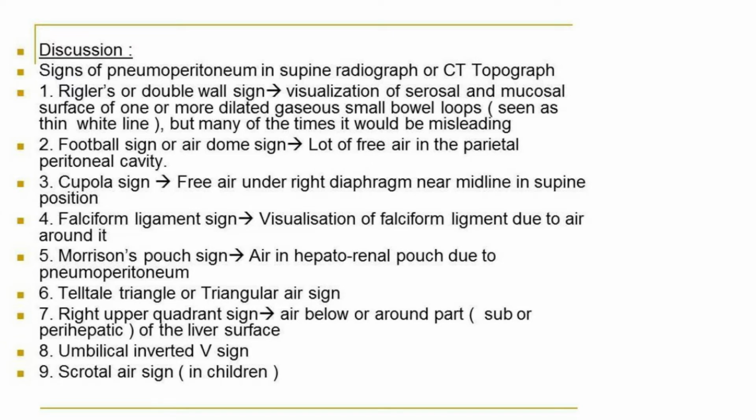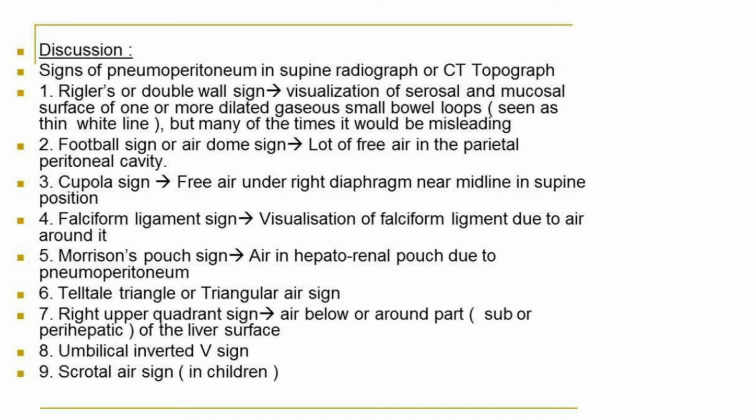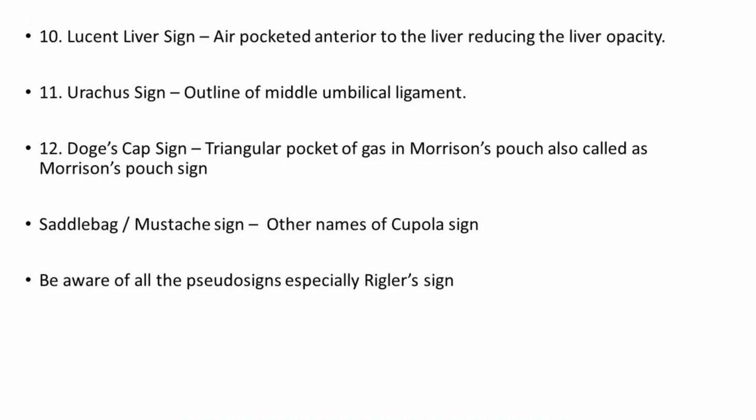Now, knowing the signs is an easier job, right? But it is difficult to rule out the pseudo signs. It's well known that the Rigler sign, which is also called the double wall sign, might be seen in normal asymptomatic patients or in those who have come for some other symptoms.